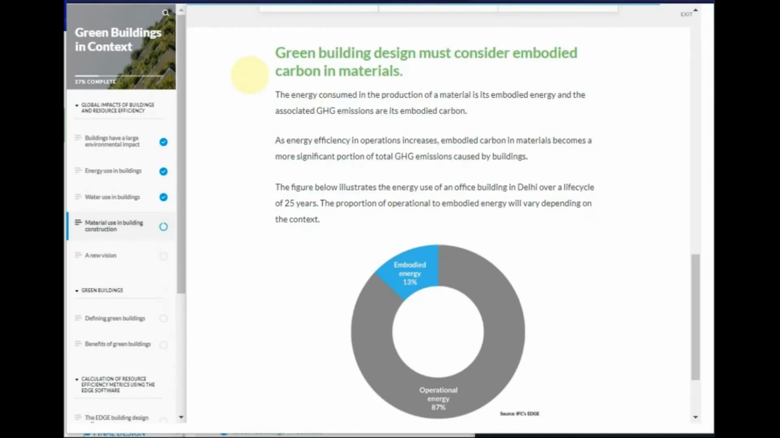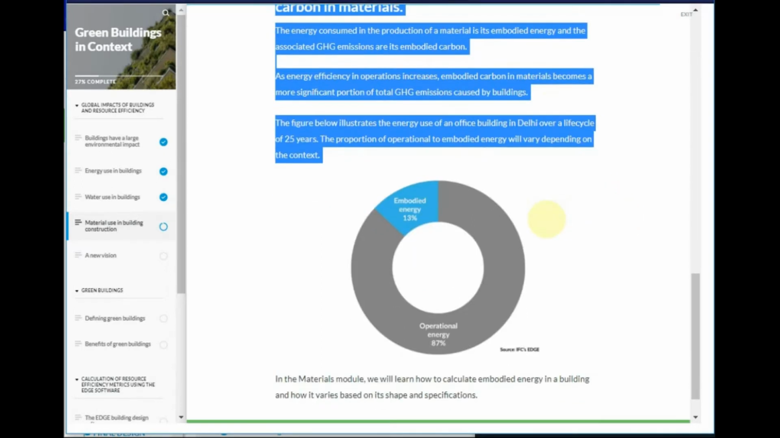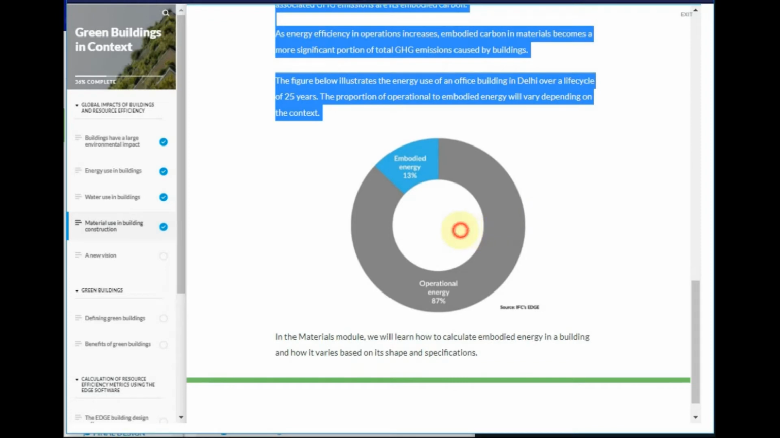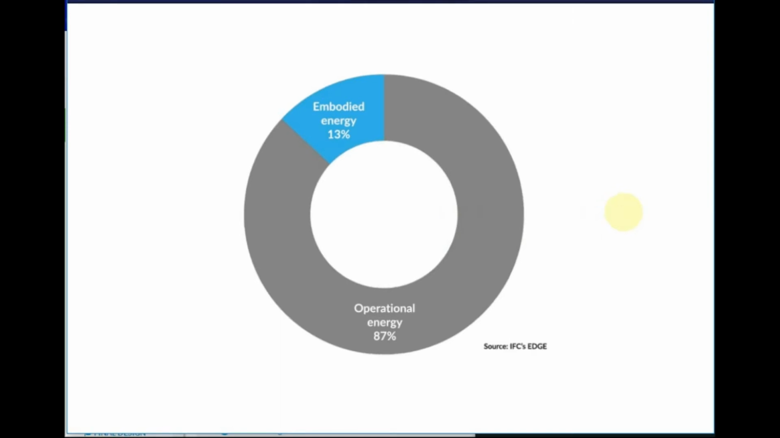Embodied carbon is the carbon footprint of a material. It considers how many greenhouse gases, GHGs, are released throughout the supply chain and is often measured from cradle to factory gate, or cradle to site of use. Green building design must consider embodied carbon in materials. The energy consumed in the production of a material is its embodied energy, and the associated GHG emissions are its embodied carbon. As energy efficiency in operations increases, embodied carbon in materials becomes a more significant portion of total GHG emissions caused by buildings.